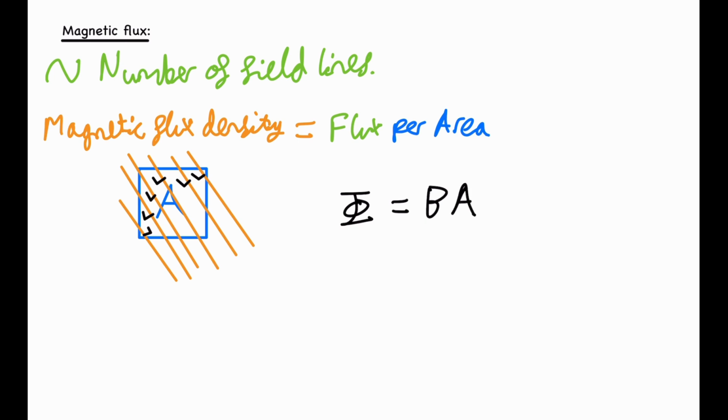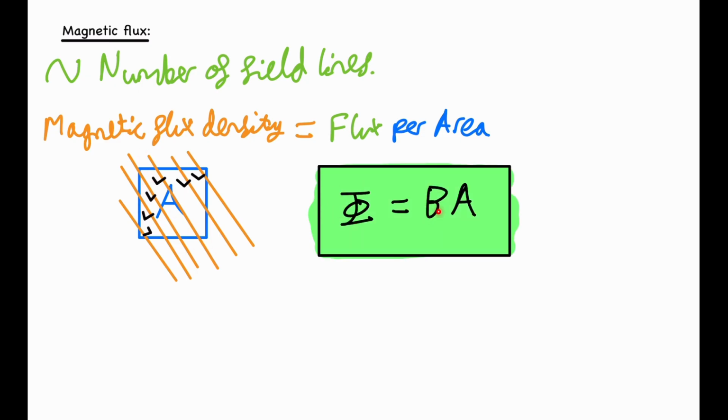So this is when the area is at a right angle to the magnetic field lines. This is the magnetic flux density, and the area, which is in meters squared. So now let's move on to electromagnetic induction.